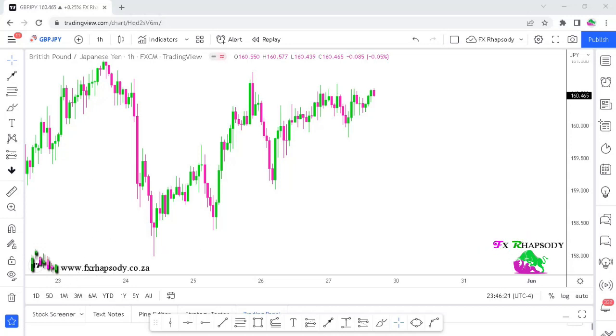Today we're going to be doing analysis on two pairs. It's going to be the British pound, Japanese yen, and then we're focusing on the USD dollar, Japanese yen. We're also going to be doing analysis using the COT reports.